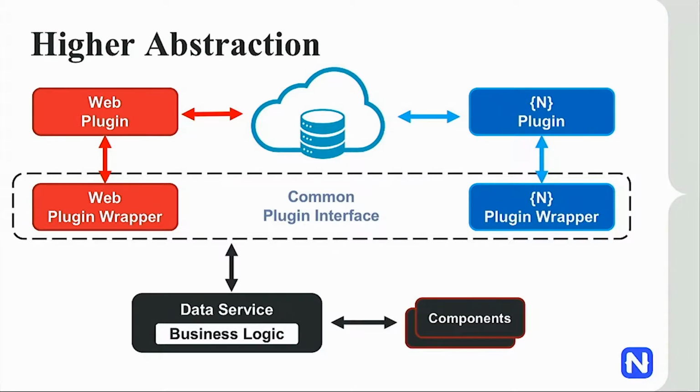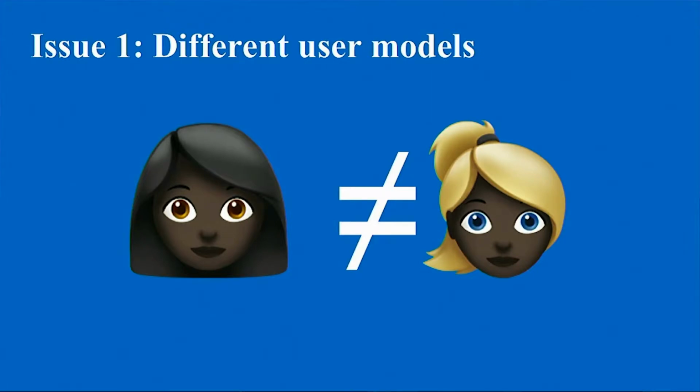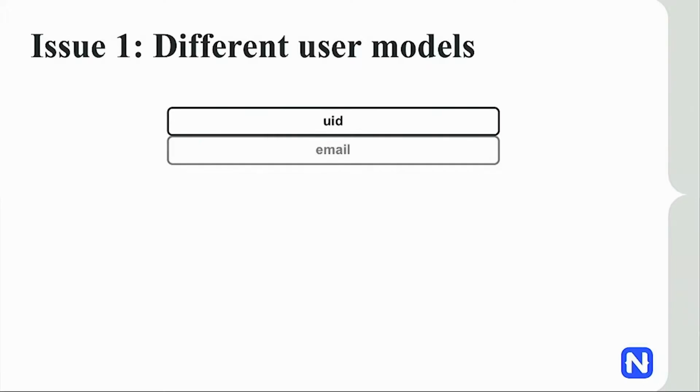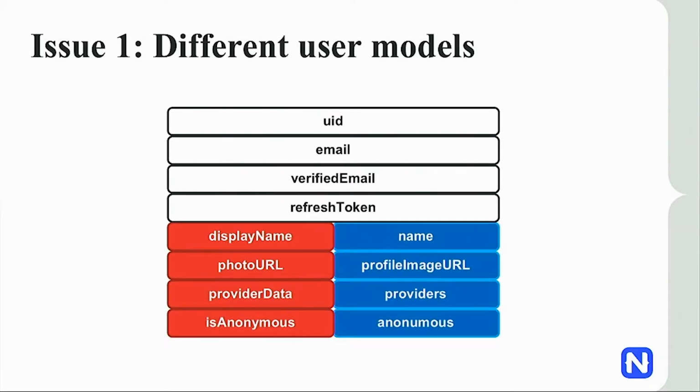So that's the approach I used for this, in my demo application, which I'll show you later. I was using Angular Fire and NativeScript Firebase, which were very, very different. Some of the challenges I faced here was even the user models were completely different, okay? So we're looking at having UID, email, verified email, refresh token whenever I get a record. However, then the problem starts when I want to get the name. On web, it would be called display name. In NativeScript, we would call it name. Then you would have photo URL versus photo image URL.